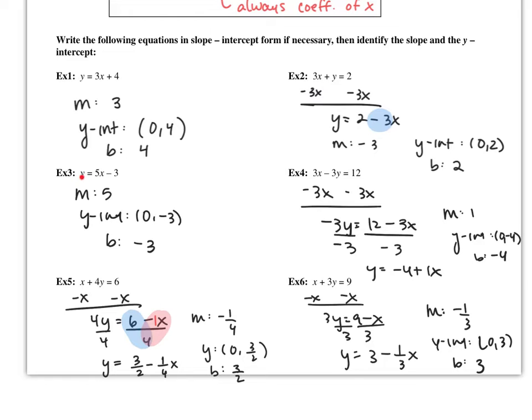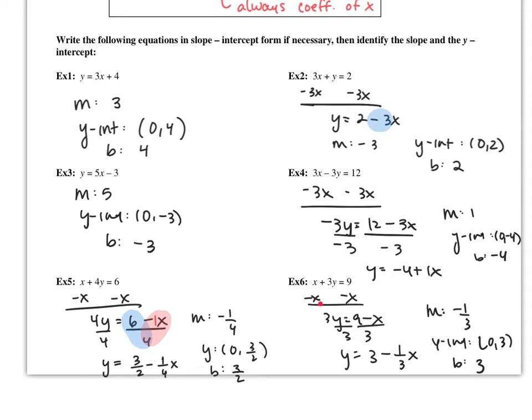So on example 3, y is already isolated, so my slope is 5. My y-intercept is the point (0, negative 3), which means my b value is negative 3. On example 4, to get y by itself, I subtracted 3x from both sides, then divided by negative 3. 12 divided by negative 3 was negative 4. Negative 3x divided by negative 3 was positive 1x. My slope is 1, and my y-intercept is the point (0, negative 4), with a b value of negative 4.